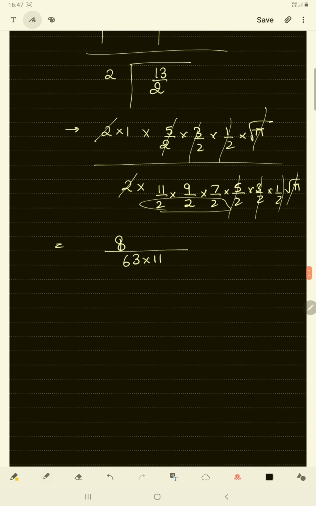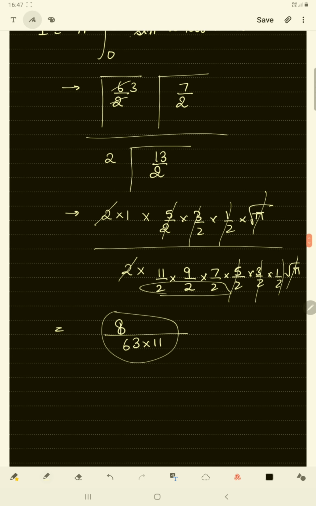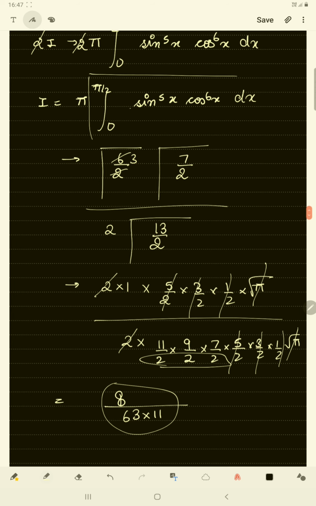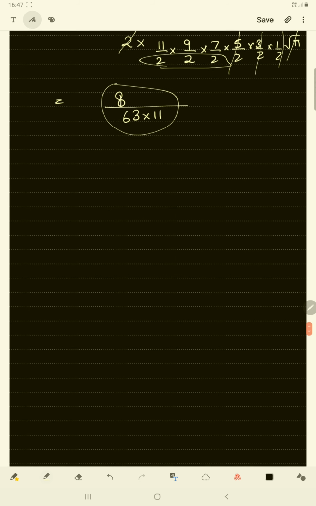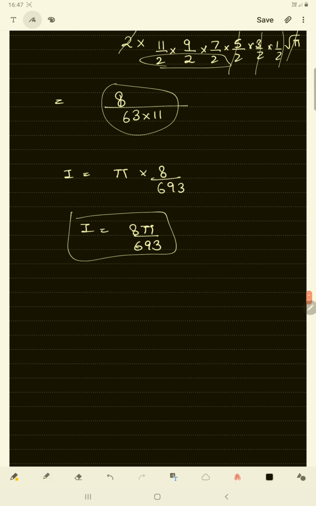So we have just solved this as a gamma function. Now we need to substitute the value of this. So we get I is equal to pi into 8 upon 63 into 11, which is 693. So we have I is equal to 8 pi upon 693. So this is our final answer to the question.